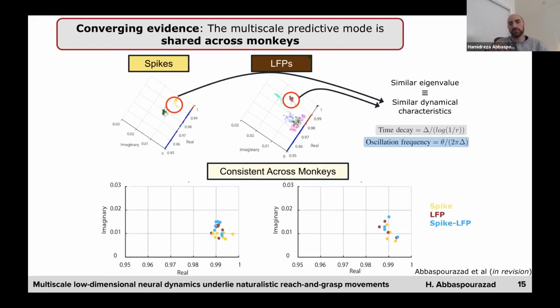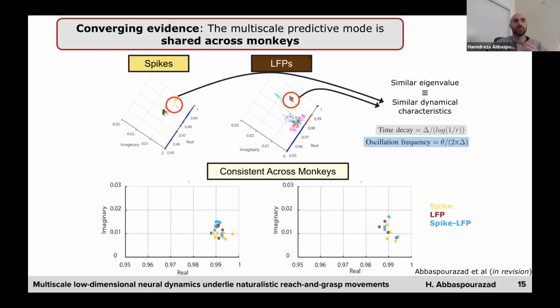Also, the multi-scale predictive mode was not only shared between spiking and LFP network activity, it was also shared across animals. Even though the animals performed the naturalistic reach and grasp voluntarily and opted for different strategies to perform the task, the multi-scale predictive mode had similar dynamical characteristics across them.